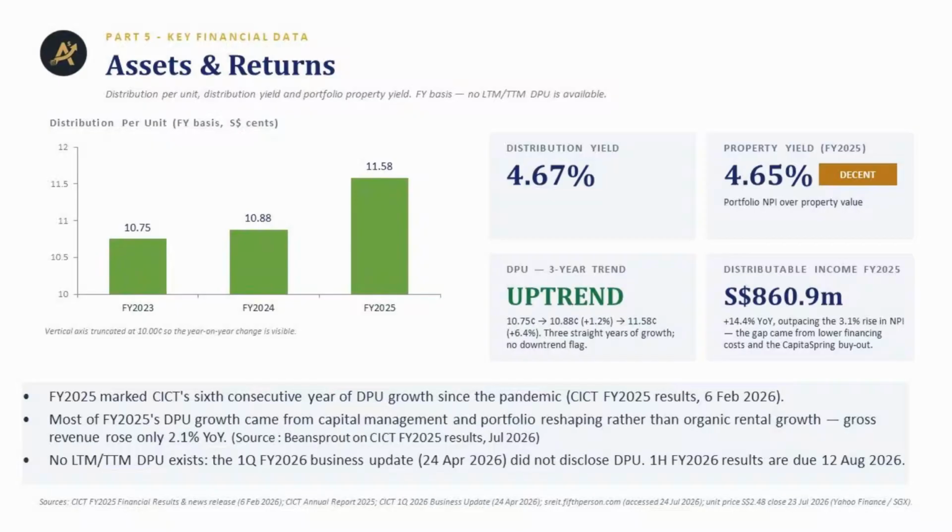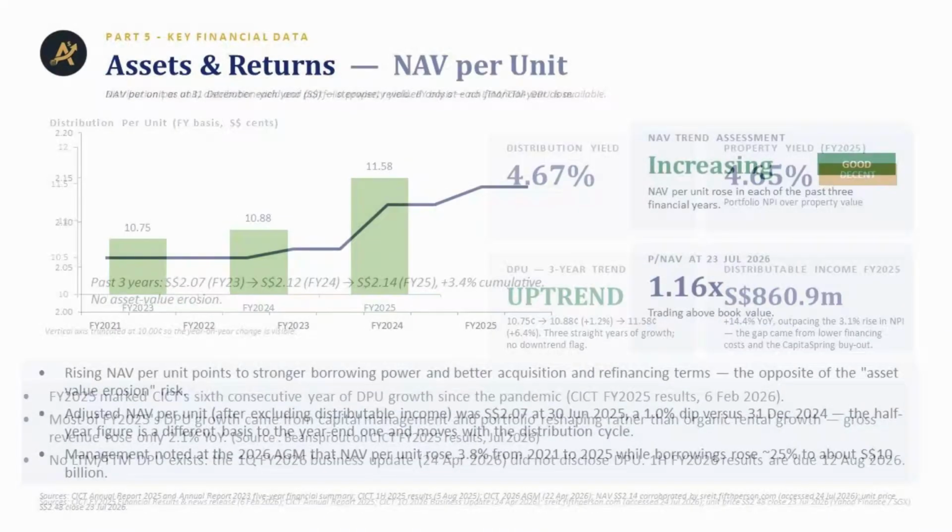Exactly. So without that Q1 declaration, calculating a strict rolling 12-month metric is impossible without making forward-looking assumptions, which this dataset strictly avoids. We're pending the first half FY 2026 results on August 12, 2026. Until then, the FY 2025 DPU of 11.58 cents is the mathematical baseline. All right, moving to the next slide.